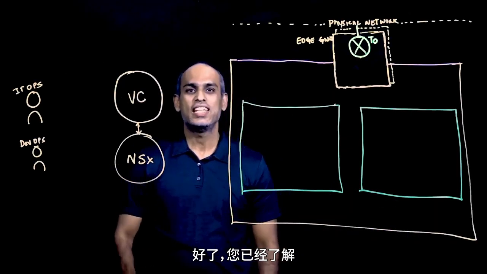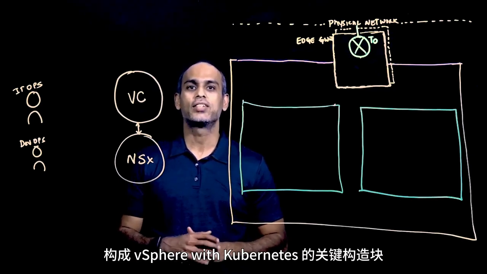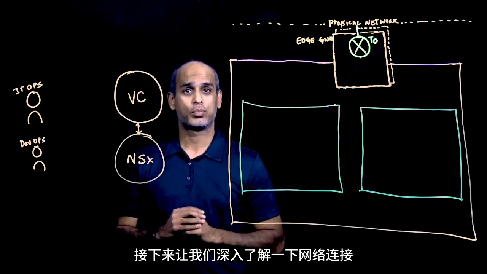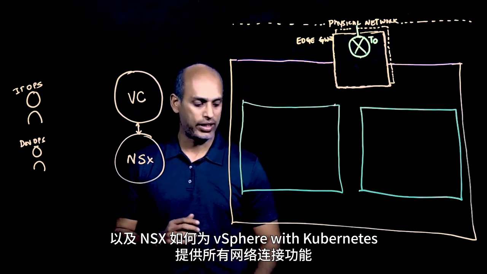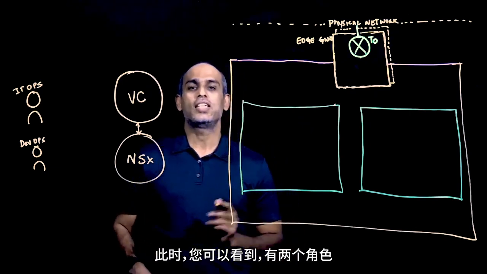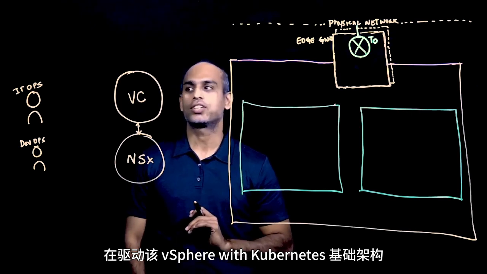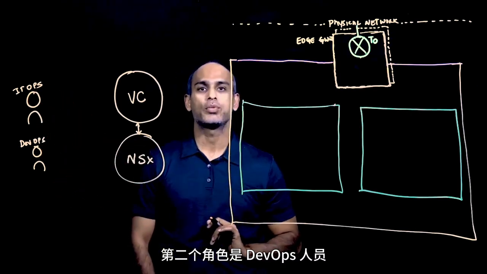Okay, now that you have seen the key building blocks that make up vSphere with Kubernetes, let's dive into the networking aspect and how NSX provides all the networking capabilities for vSphere with Kubernetes. Now, as you see, there are 2 personas that drive this vSphere with Kubernetes infrastructure. The first is IT ops, the second persona is DevOps.